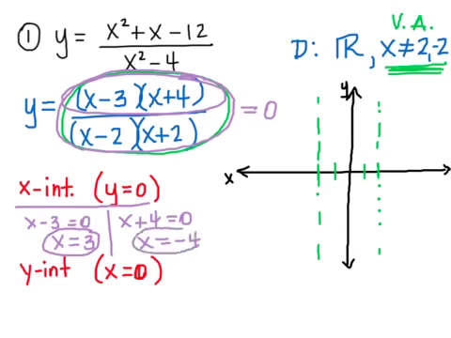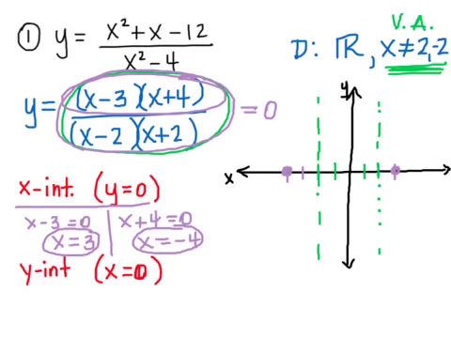So if x were 3 or negative 4, that would cause the top to be 0, which would cause the whole fraction to be 0, and that means that y would be 0. So what that causes is two x-intercepts. One happens at 3, so we'll put it over here, and one happens at negative 4, and those are our x-intercepts.